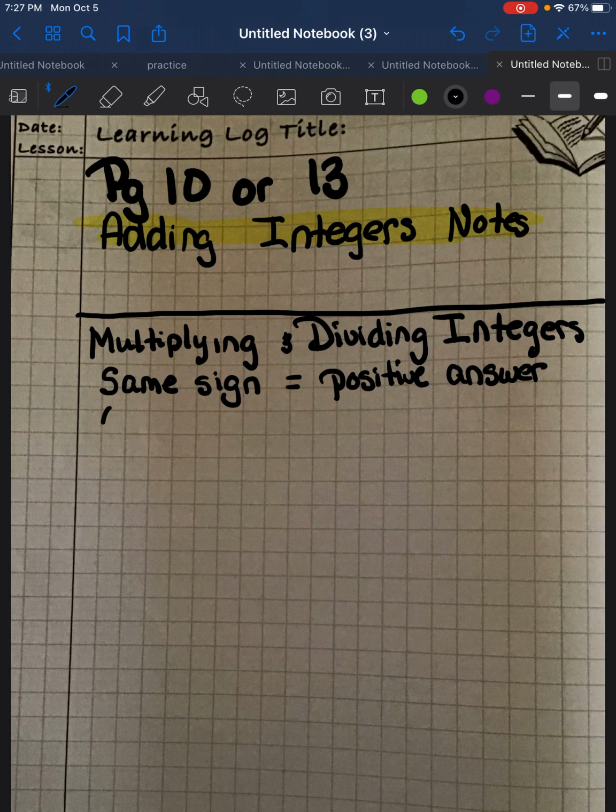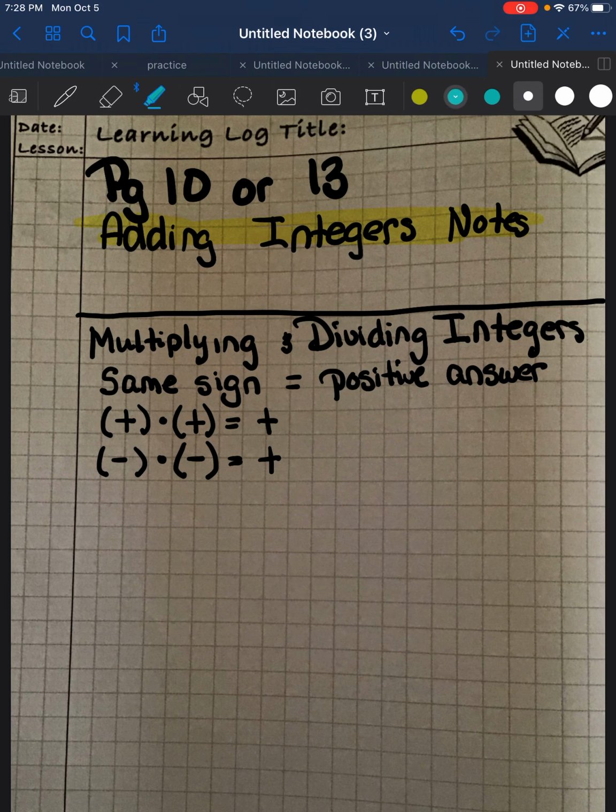So we're just going to make a little guide here that if you have a positive number times a positive number, of course you already know that answer is positive. If you have a negative number times a negative number, that answer is also positive, right? That was what we put here, that when we have the same sign, meaning they're either both positive or both negative, we get that positive answer.